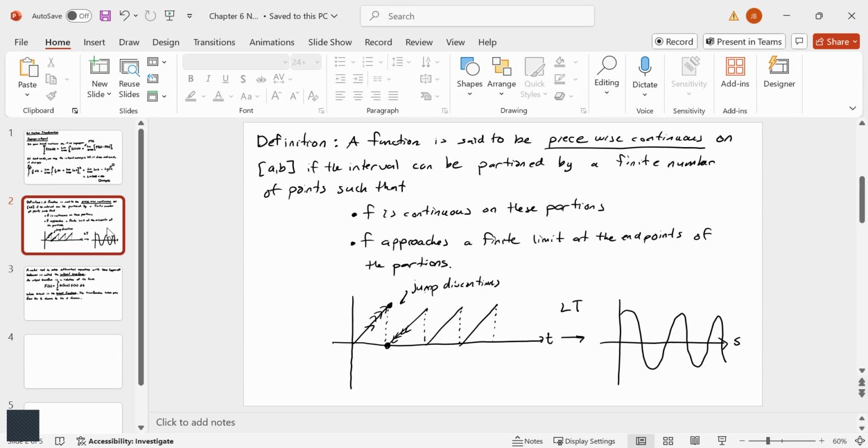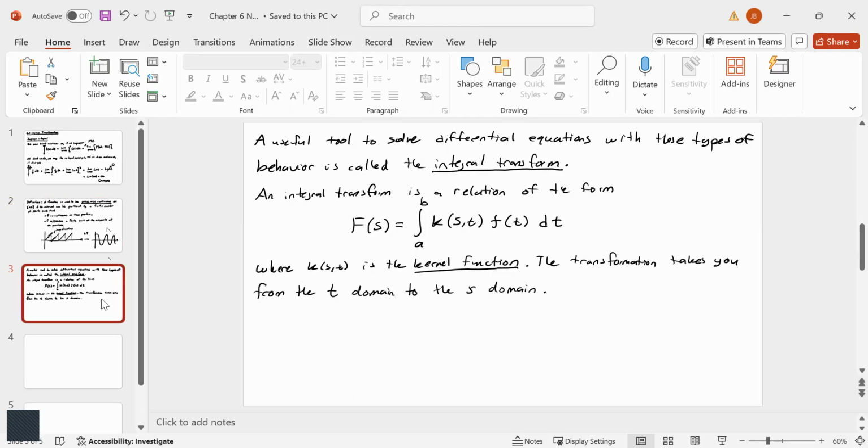Because I can analyze this problem in a different domain. Well, the question then becomes, if I do that, does everything I work on in the s domain carry back to the t domain? The answer is yes, it does, through the inverse Laplace, which is going to be in 6.2. So that's why we do this. It's just to get into a nicer domain.